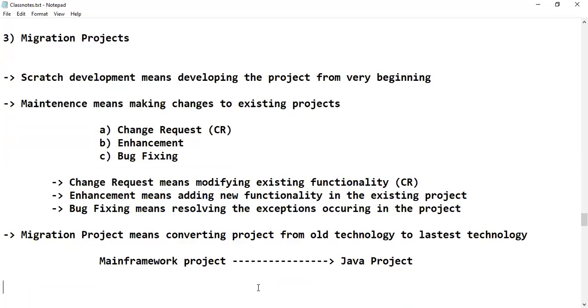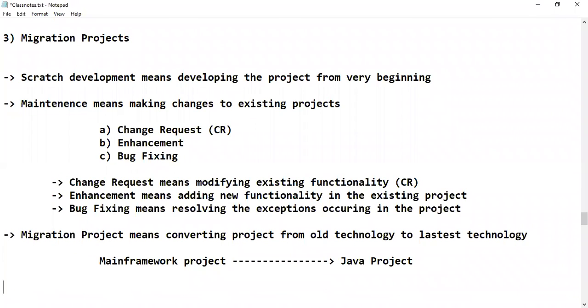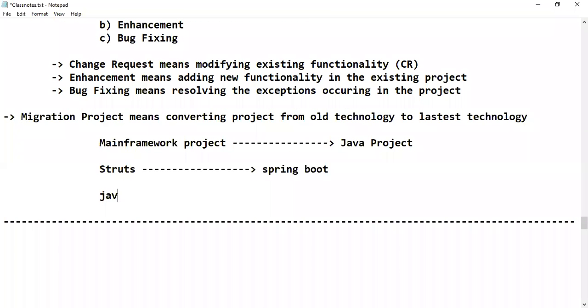Migration project means converting the project from old technology to the latest technology. For example, I have taken a mainframe project converting to Java, or a Struts project converted to Spring Boot, or a Java 1.6 version project converting to Java 11 or Java 8. This all comes under migration only, guys.